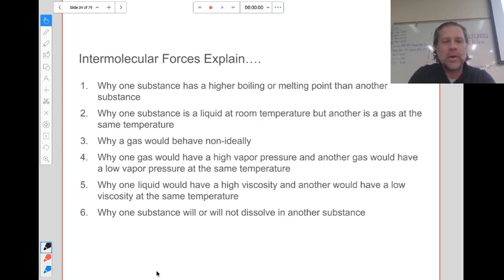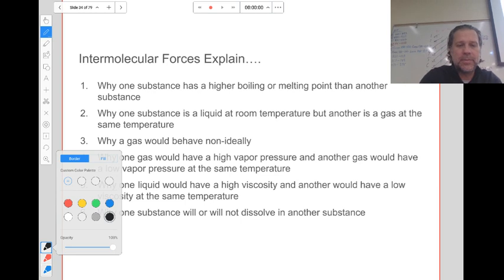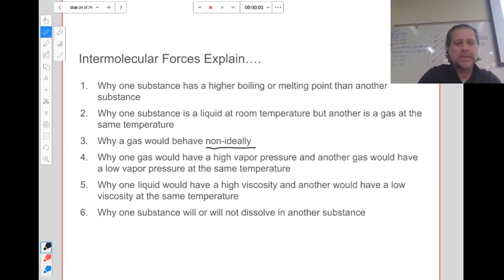They will explain why one substance is a liquid at room temperature, but another is a gas at the same temperature. For example, oxygen is a gas at room temperature, but water is a liquid at room temperature. Why a gas would behave non-ideally: last year during honors chemistry, we talked about the ideal gas law. Remember that? So we can use intermolecular forces to explain why gases don't follow that rule.